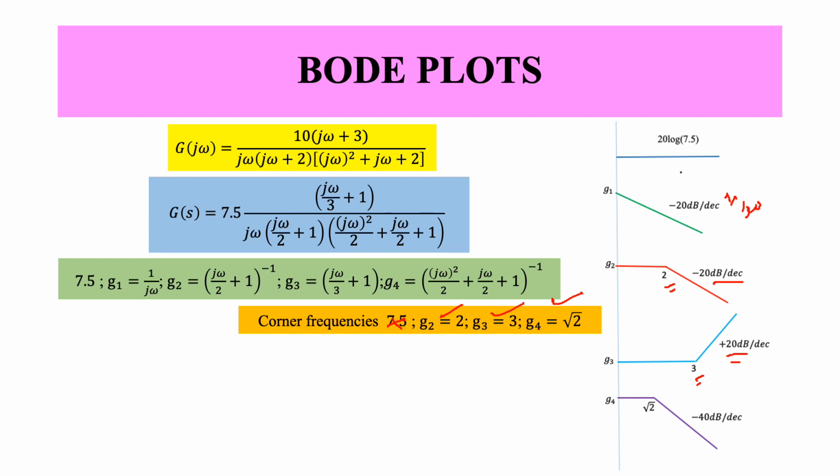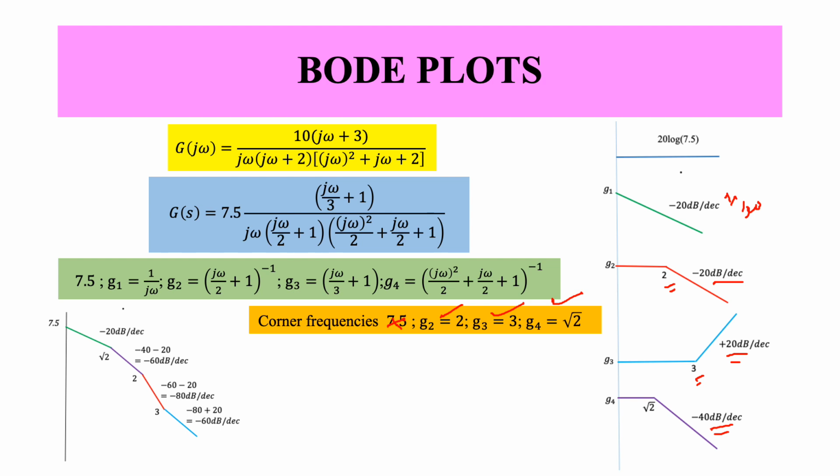And then the last term, well, I don't have to explain these individually because we have discussed how to draw them in the last class. Okay, so till root 2 it will be straight and then it will be minus 20 dB per decade. Okay, so let's see now what the overall plot will look like.